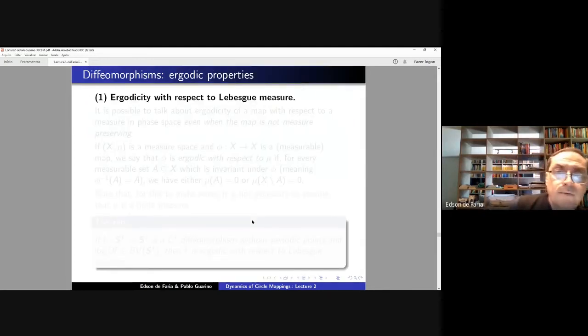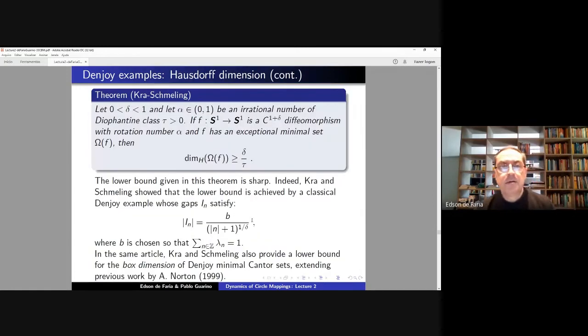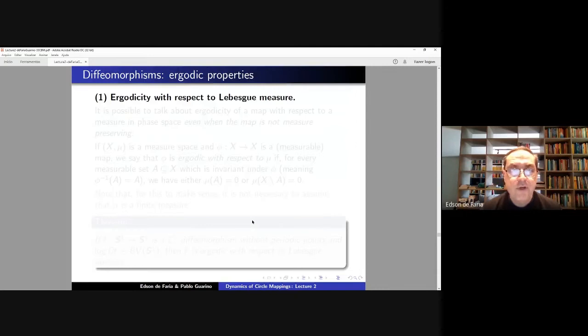Okay, so now that we've discussed these Denjoy examples from these points of view, let's go back to the situation where we have a map which is C1 plus bounded variation. We have a diffeomorphism which is C1 plus bounded variation and no periodic orbits. So we know that in this case it's minimal, and it turns out that these maps are actually ergodic with respect to Lebesgue measure. So what that means is the following.